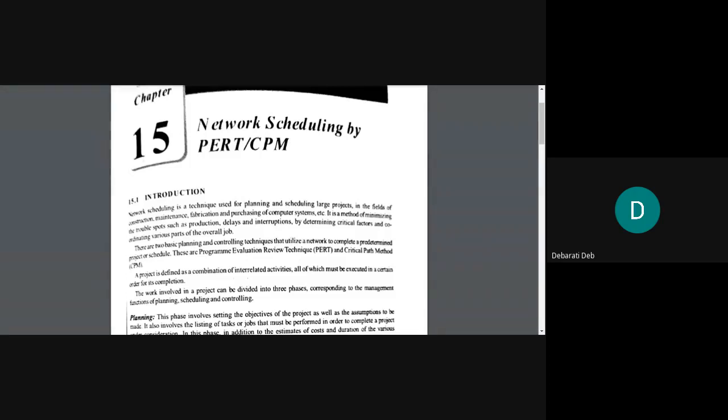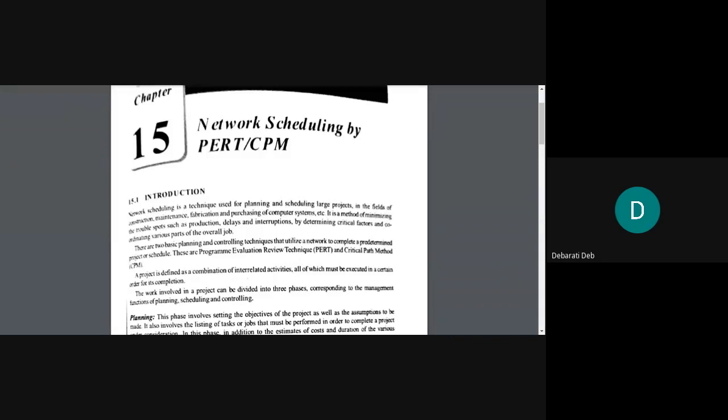It is a technique which is used for planning and scheduling large projects in the field of construction, maintenance, fabrication, and purchasing of computer systems, etc. Say, for example, there is a company which deals with only big projects, in the sense where a lot of investment and capital is involved, which takes a lot of time, a lot of manpower, a lot of resources, in one word.